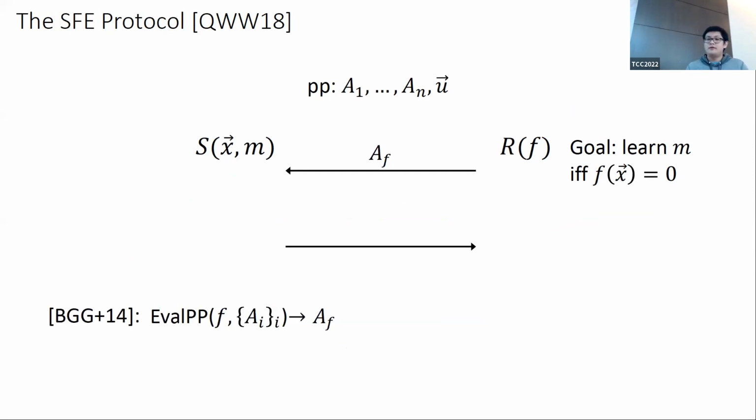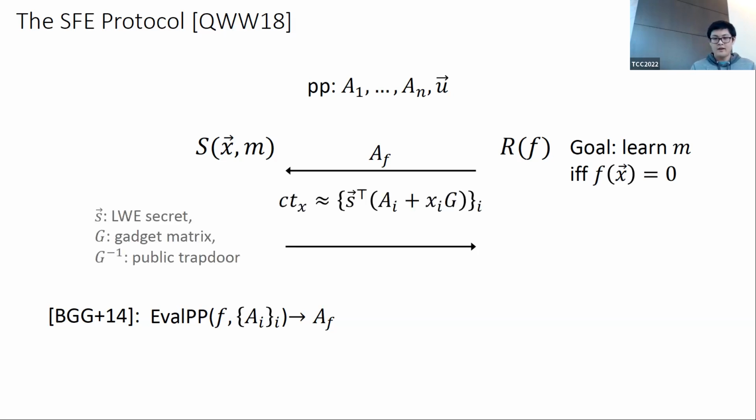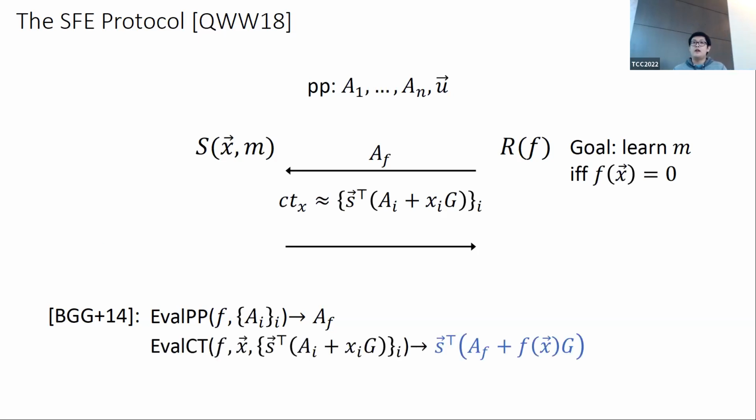The protocol uses two homomorphic evaluation procedures first introduced in the celebrated work of DGG+14. The receiver first runs eval PP over the public matrices to compute the digest AF. Then the sender encodes its attribute in the following format, where S is the LWE secret, G is a gadget matrix with a public trapdoor G inverse. And using the second evaluation procedure on the attribute encodings, the receiver can get S times AF plus f of X times G.